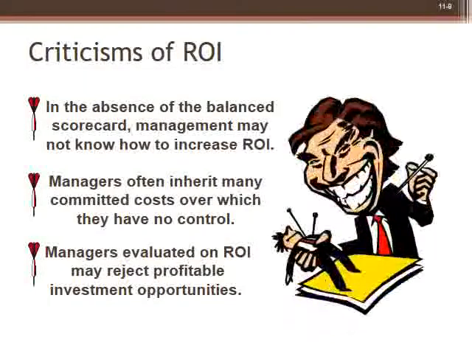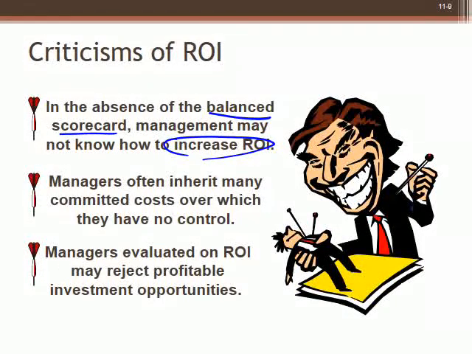So from our previous example, you have just learned that there are some kind of drawbacks or benefits of using ROI. So the major criticism on ROI is that managers may not know how to increase ROI in a manner that is consistent with the company's strategy. So in the absence of balanced scorecard, which we will see at the end of the slide, management may not know how to increase the ROI, which correlates to the company's strategies.